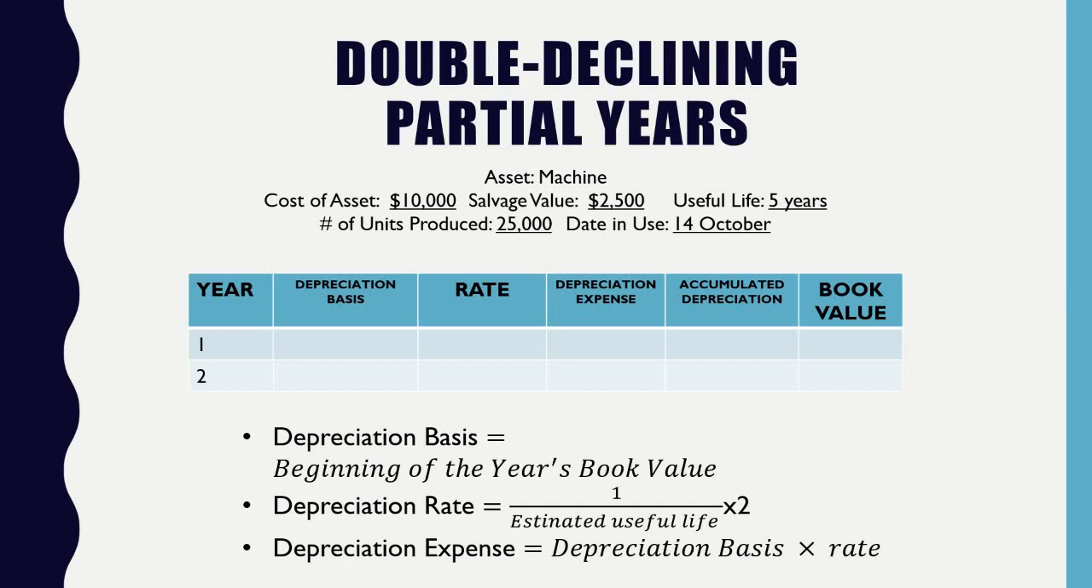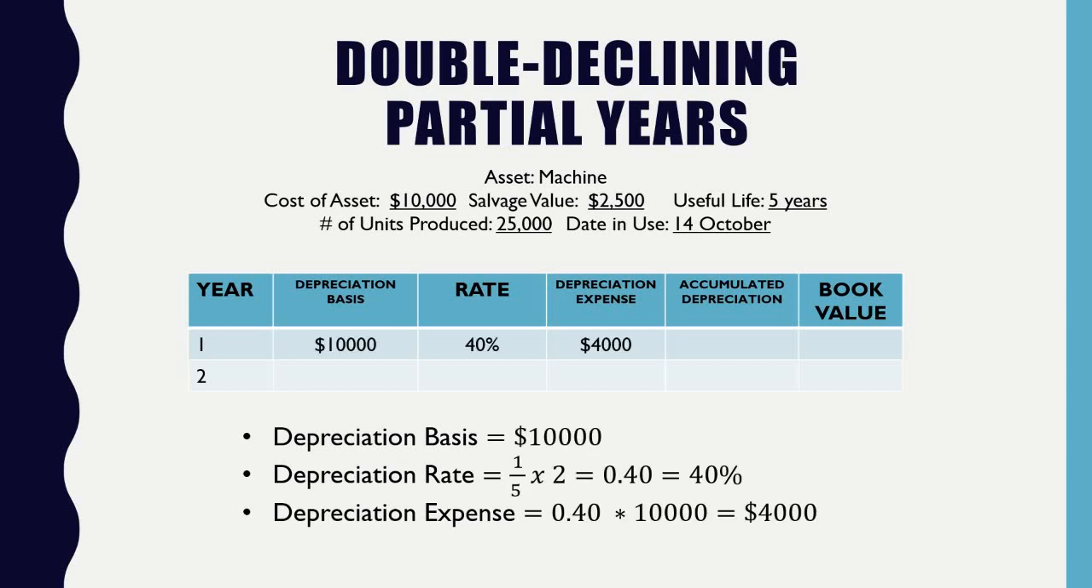So what's the fair market value? In this case, it's $10,000, which is the beginning of the year's book value. Depreciation rate is going to be 1/5 times 2. So once again, 1/5 is 0.2, times 2 is 40%. And then I just multiply across. So 40% of 10,000 is going to be 4,000. When I'm calculating this number, this is for a whole year of its life. So 4,000 is a span of 1 whole year of its life.